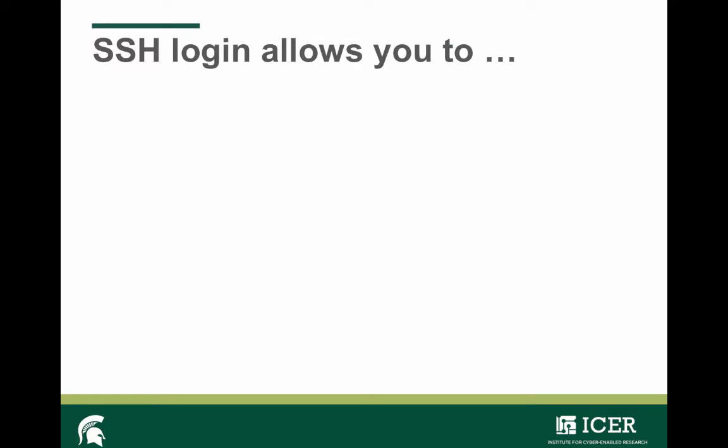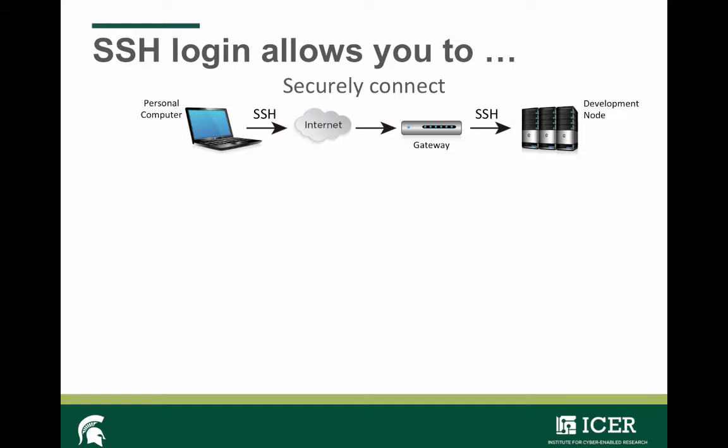Once you have an SSH client installed, you'll be able to securely connect over an unsecure network to both the login or gateway nodes and the development nodes on MSU's High Performance Computing Center from any location. There's no need to use a VPN, as both the MSU and ISR firewalls are open for SSH connections.